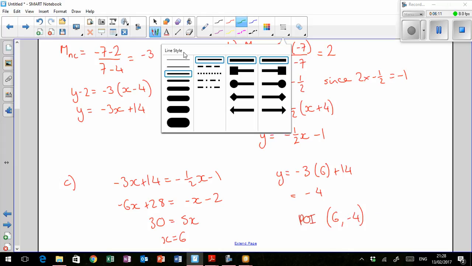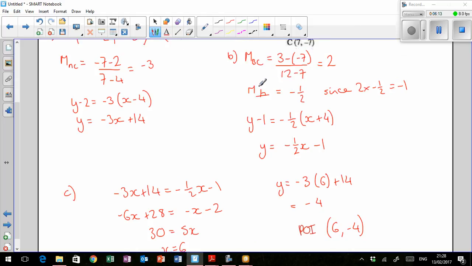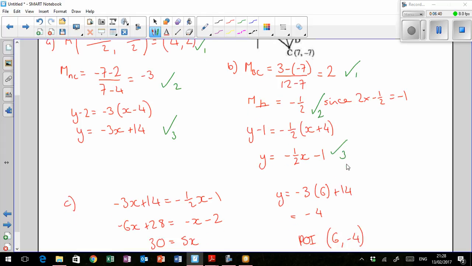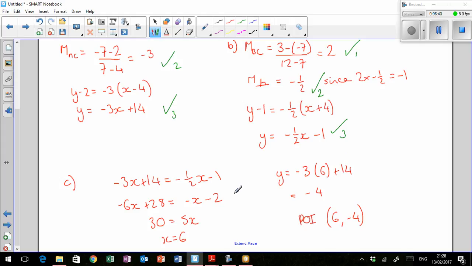Okay, let's look at marks. So for part A, we're looking at a mark for the midpoint, a mark for the gradient, and then a mark for using y minus b and simplifying to y equals negative 3x plus 4 or equivalent. In B, there's a mark for the gradient of 2, a mark for the gradient of negative a half, and then a mark for getting your way to the simplified equation as well. And then for the last one, there's one for setting up your simultaneous equations, one for solving for your x, and then the third for solving y and giving your point of intersection.